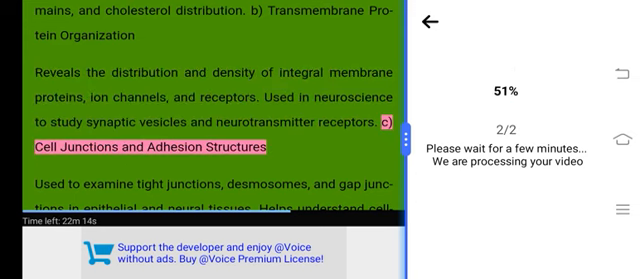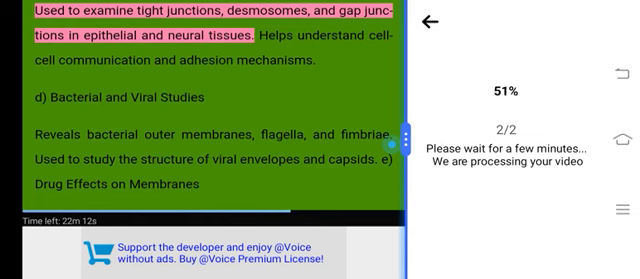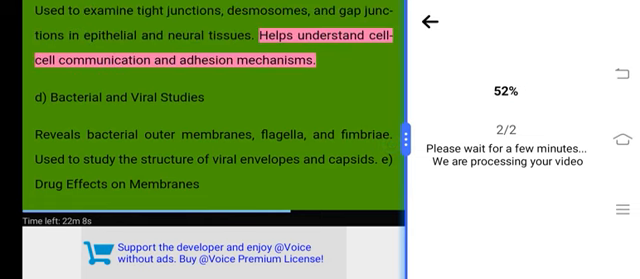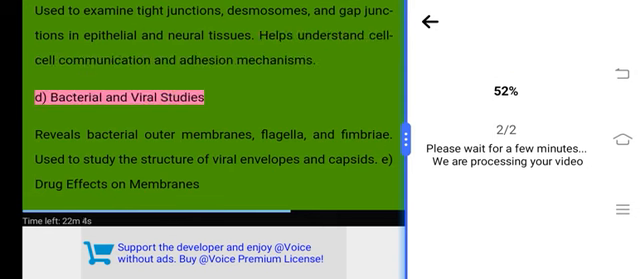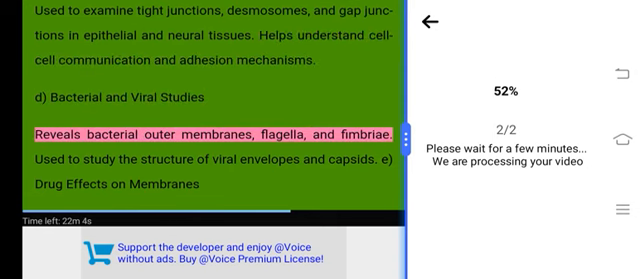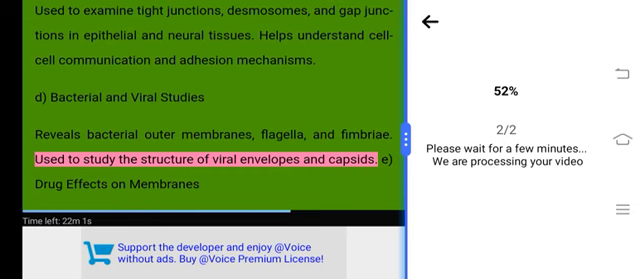C. Cell junctions and adhesion structures. To examine tight junctions, desmosomes, and gap junctions in epithelial and neural tissues. Helps understand cell-cell communication and adhesion mechanisms. D. Bacterial and viral studies. Reveals bacterial outer membranes, flagella, and fimbriae. Used to study the structure of viral envelopes and capsids.